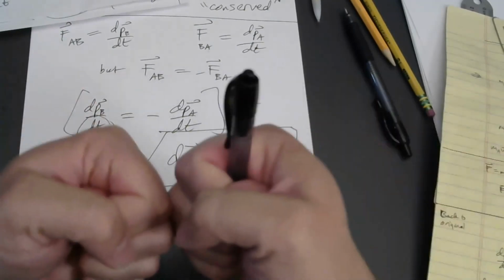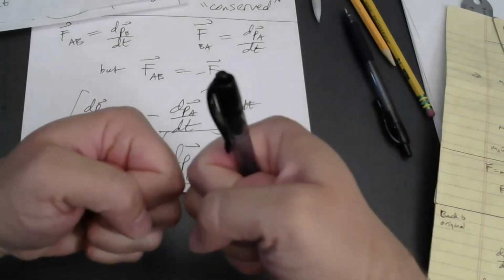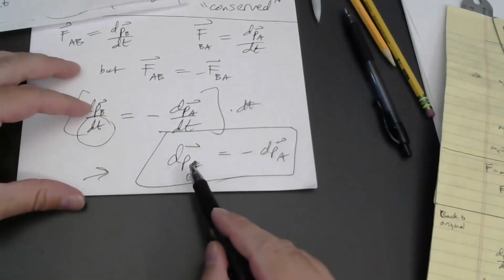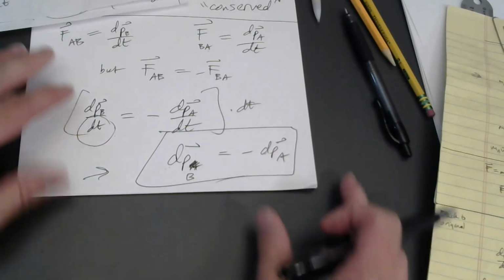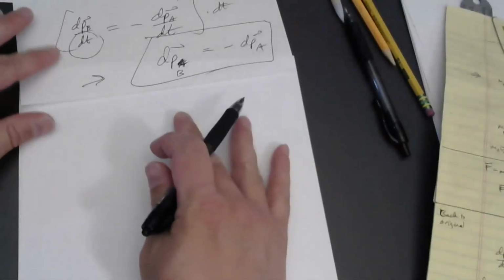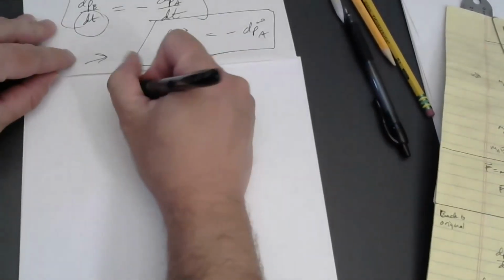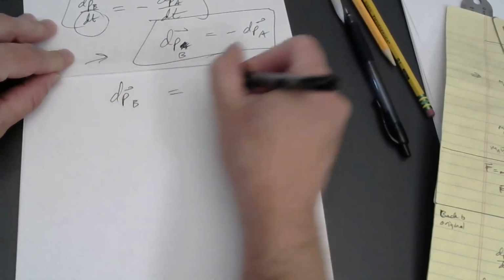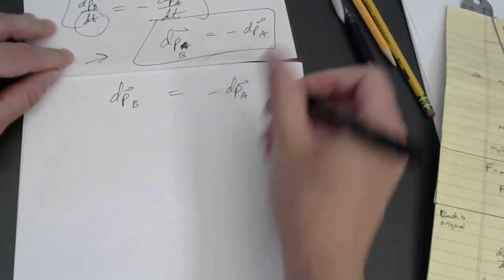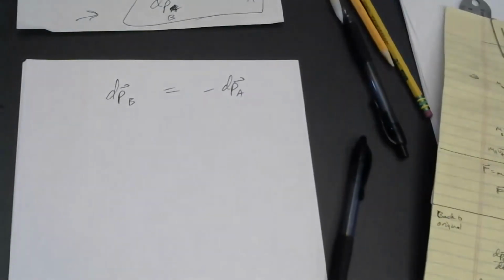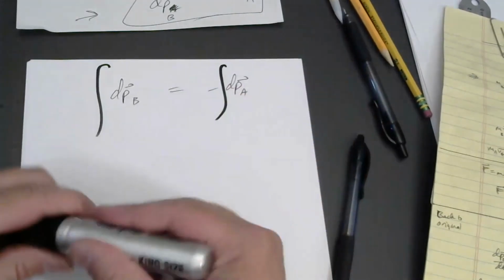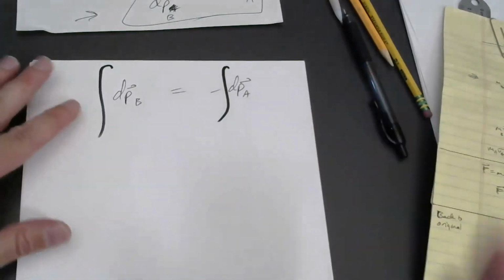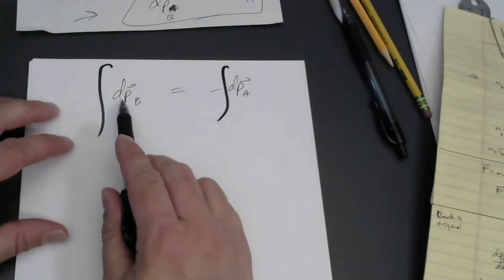Like if two cars are crashing, if this one's slowing down, then this one perhaps is speeding up in the other direction. The vector changes in their momenta are equal and opposite. And this is actually a decent starting place for a lot of problems. But let's make this a little easier conceptually and integrate that. So dp sub B is equal to the negative of dp sub A. How about I integrate that on both sides? I was about to add a dt, but I don't need a dt because this is already a differential.